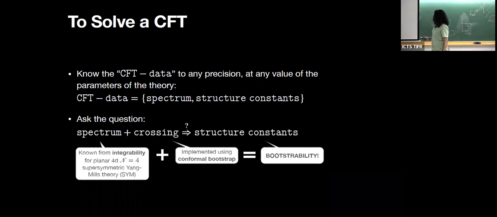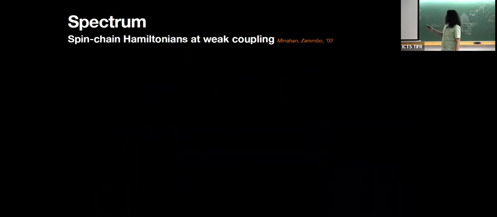All right, so let me start by just reviewing how integrability techniques work to solve the spectral problem for N=4 supersymmetric Yang-Mills theory. I'll give you a very, very basic example and then try to illustrate how this thing works. Okay, so let's start with the spectral problem in N=4 super Yang-Mills.